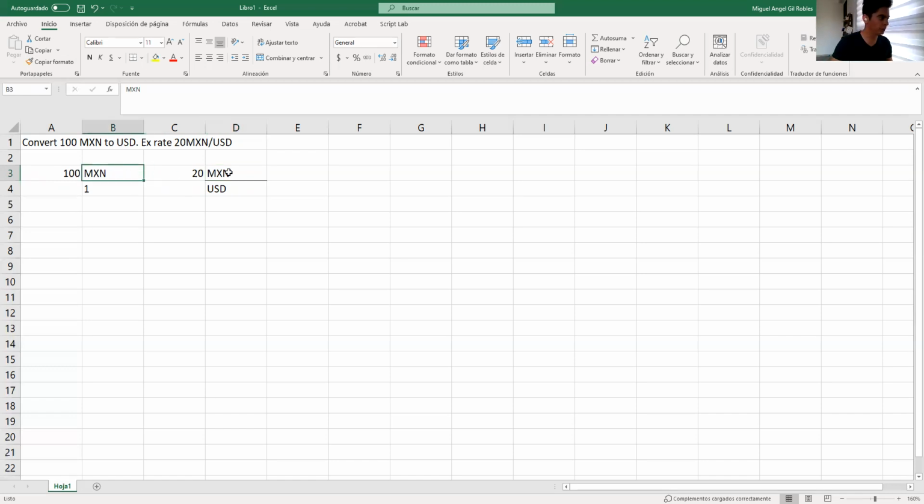So if you have pesos on top, pesos on top, the way that you cancel the pesos is with a division. You need to divide, because imagine if you multiply, you will end up having pesos squared, because pesos times pesos is pesos squared. And what is a peso squared? That doesn't exist. So you need to be careful on that.